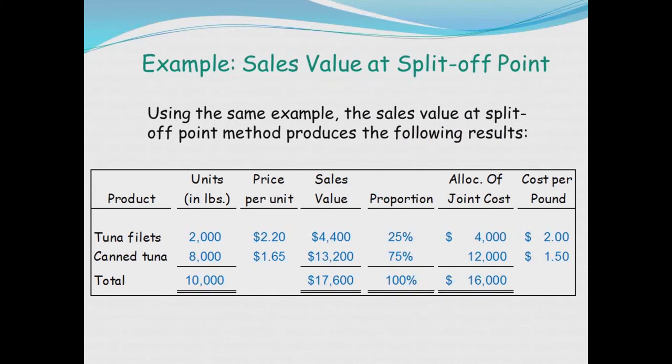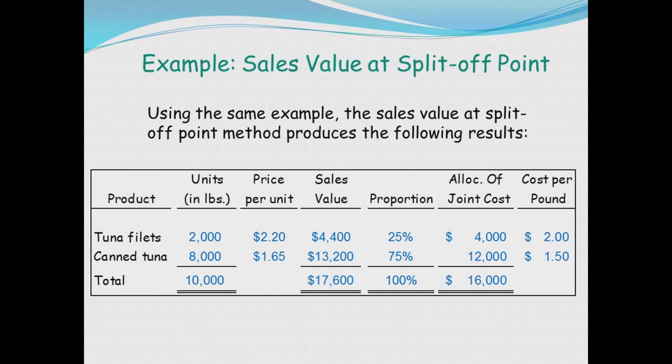We know the units at split off, that was given. We know the price at split off, that was given. We therefore know the sales value at split off, A times B. Then create a percentage from the value at split off. So 4,400 divided by 17,600 is 25%. 13,200 is 75%. Now remember this was 20% and 80% in the first example? We're giving more weight to the tuna fillets because they're worth more per pound. So we're weighting them up.